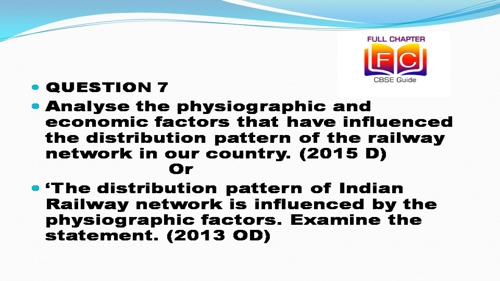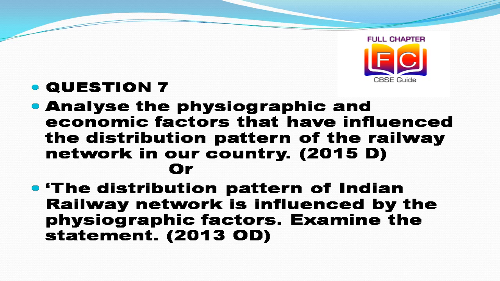Physiographic factors. The northern plains with vast level land, high population density and rich agricultural resources provide the most favorable conditions for railway network. The nature of terrain and the number of rivers running through the region determine the density of railway network in that region. Mountains, marshy, sandy and forested areas have a sparse network, whereas plain areas have a dense network of railways.